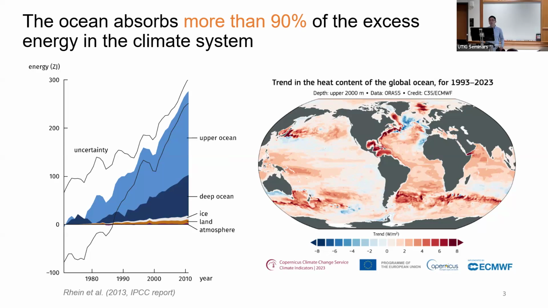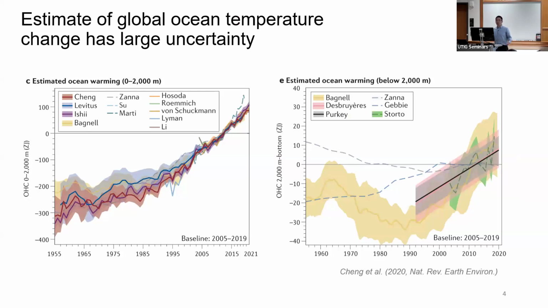And the consequence of the global warming is, if you look at the right figure, almost everywhere in the ocean is warmed up, except some regions like here and here. So monitoring the ocean warming is critical for us to understand the future projection of climate change. But it's challenging. Monitoring the global ocean is challenging.